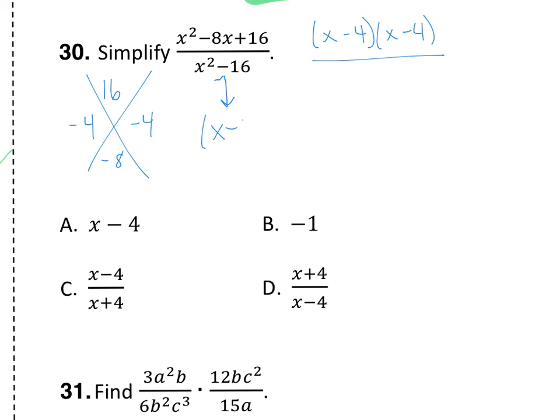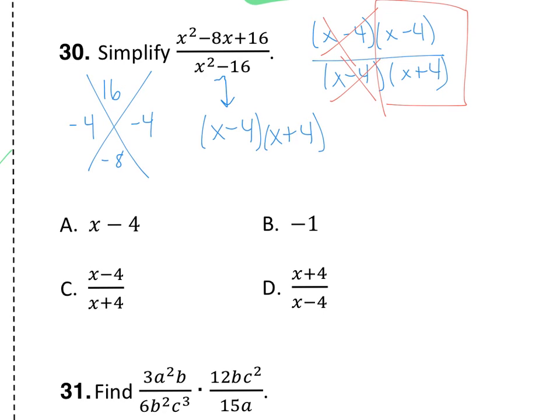factors into x minus 4 and x plus 4, so I'll rewrite that up here, x minus 4 and x plus 4. So now if I want to simplify, I see that x minus 4's cancel out, so I'm left with x minus 4 over x plus 4, which here would be letter C.